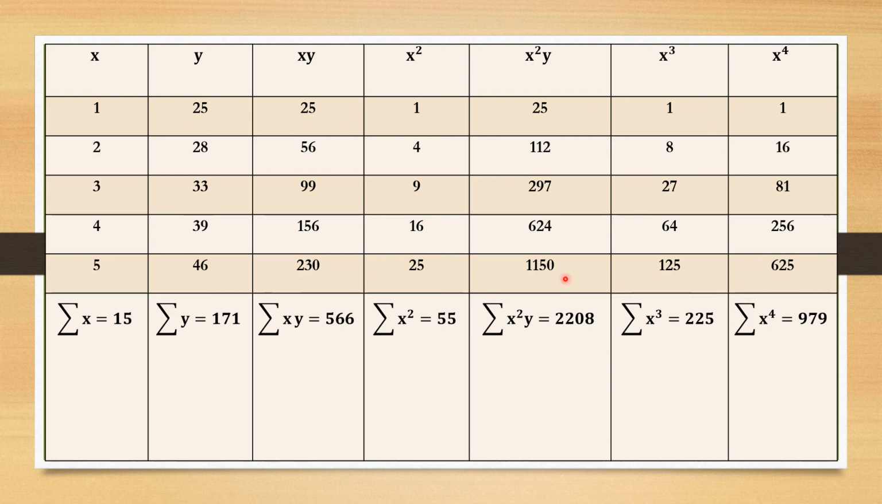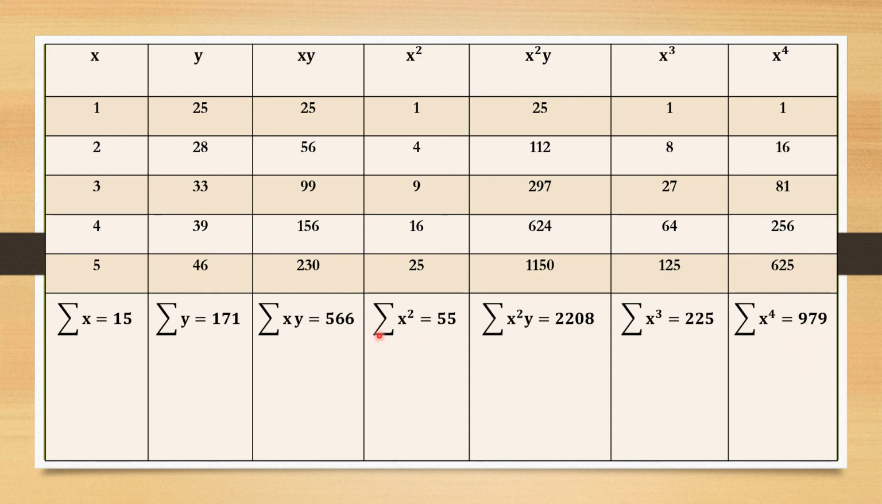After calculating all these tables, take the summation of all these columns. So summation x means adding all the values of x. So 1 plus 2 plus 3 plus 4 plus 5, that comes out to be 15. Similarly, adding the column y, which is summation y, that comes out to be 171. Next is summation xy. Adding all these values, 566. Similarly, adding all the other columns. So summation x square 55, x square y 2208, x cube is 225, and x raised to 4 is 979.